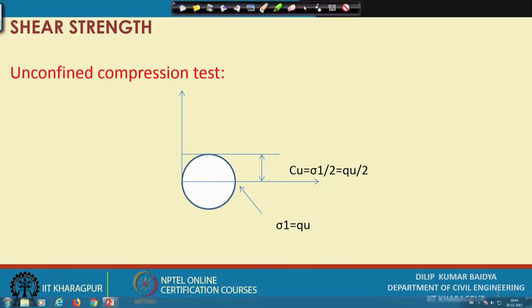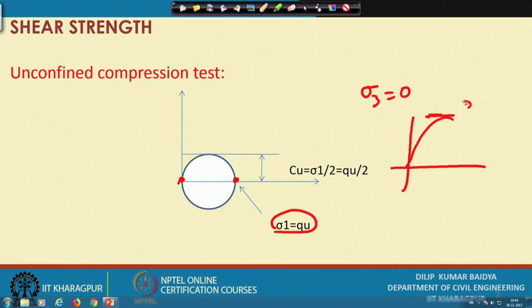As I have mentioned, the unconfined compression test is a special form of triaxial test. That means your sigma 3 is 0 here. Unconfined compression test is also supposed to be done on saturated soil, and if you do that, then sigma 3 is 0 and sigma 1 is nothing but q u. If you go to a stress strain curve, we get the value that is q u, the ultimate strength, so sigma 1 is q u and sigma 3 is 0.